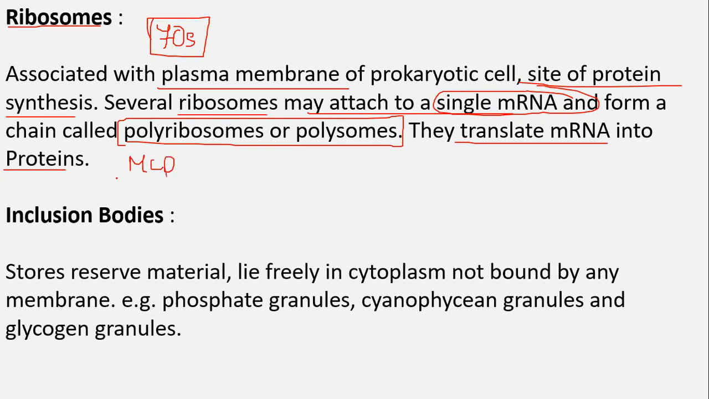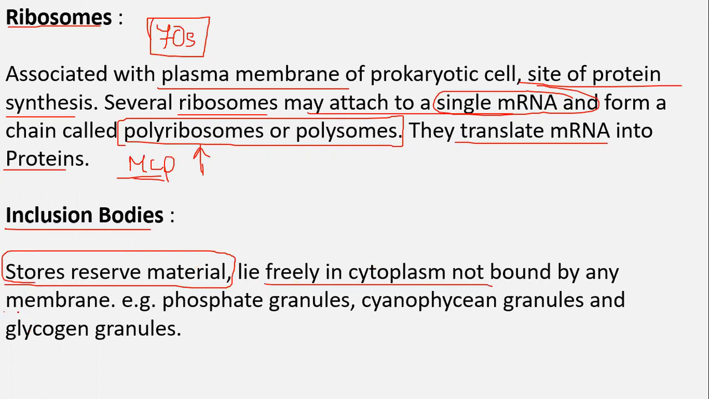Previous year MCQ: polysomes or polyribosomes. Next is inclusion bodies. Inclusion bodies store reserve material. They lie freely in the cytoplasm without being bounded by any membrane. The examples, also a previous year MCQ, are phosphate granules, cyanophycin granules and glycogen granules. They may ask you some other name of granules, but since these three are mentioned in your NCERT, your options should also be as per that. Is that clear for everyone?